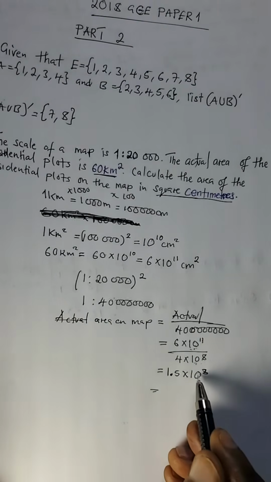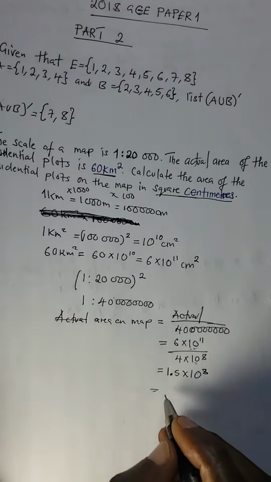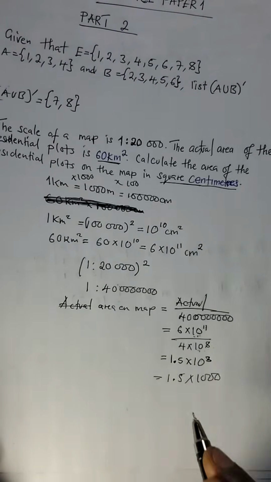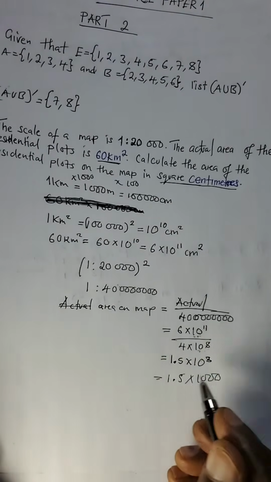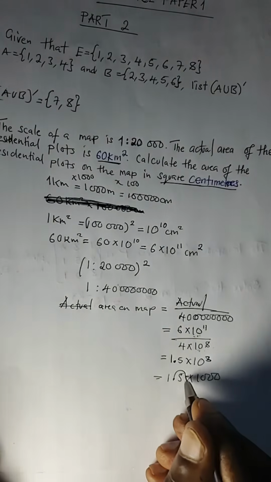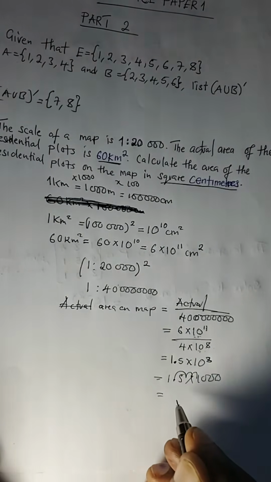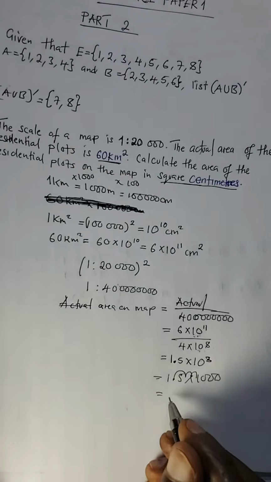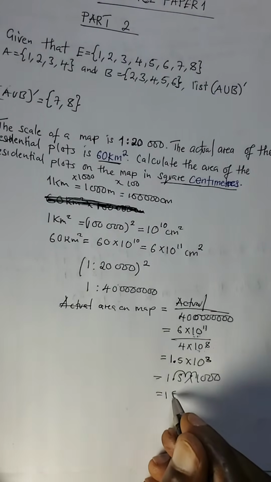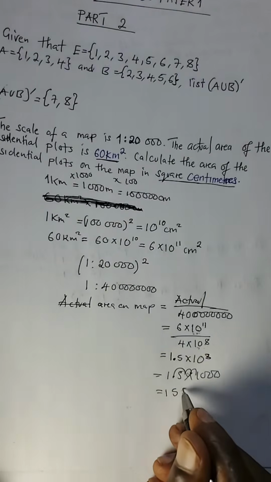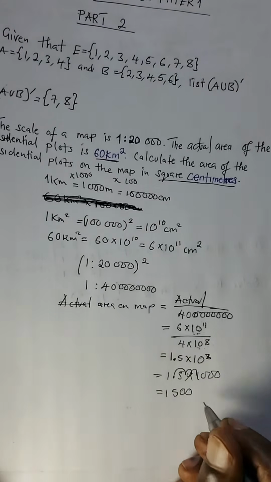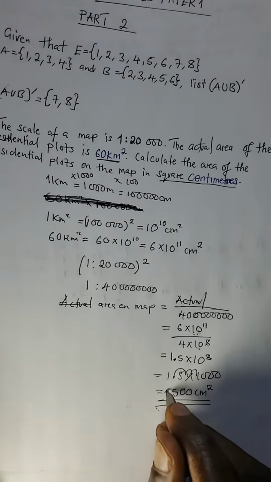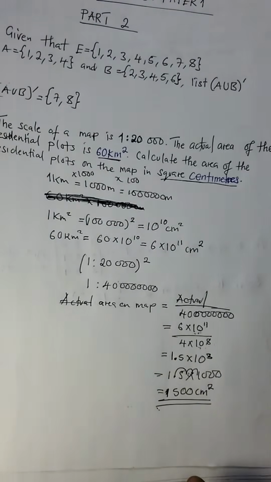So check. This is the same as 1.5 times 1,000. So we're going to move the point 3 times to the right. We're going to say 1, 2, 3, and we're going to have 1, 5, then 0 and 0. So we're going to have 1,500 cubic centimeters, and this is the area on the ground.